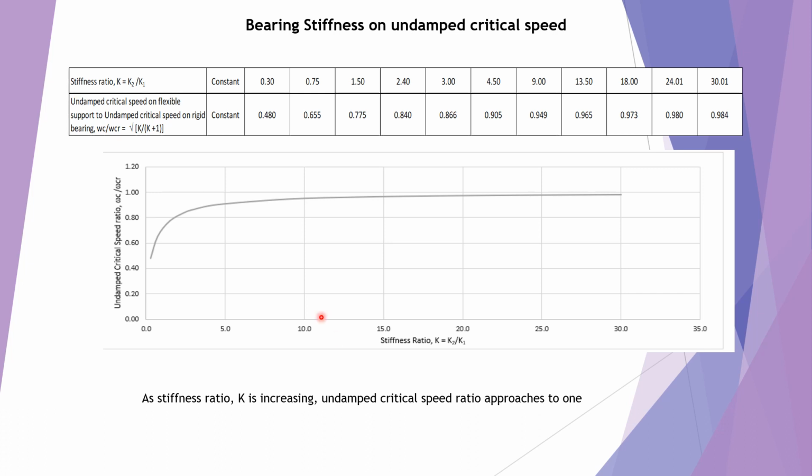Now, the bearing stiffness to shaft stiffness ratio is the stiffness ratio, and this is the undamped critical speed ratio. If you see, as stiffness starts increasing, this value is also increasing and tries to approach 1. As the bearing stiffness increases, this ratio also increases towards 1.